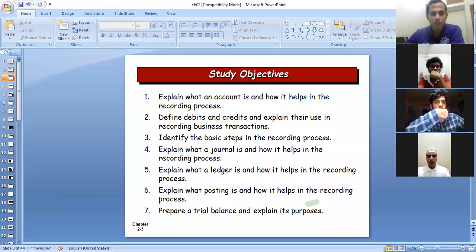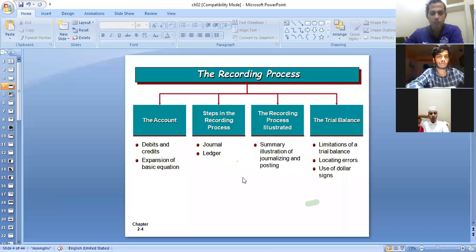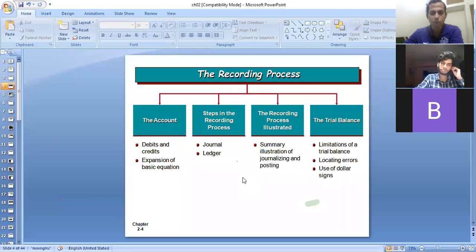These are the study objectives. We will explain what an account is and how it helps in the recording process. We will define debit and credits and identify basic steps in the recording process. So you know that the recording process starts with the account. We will explain the expansion of the basic equation, journal and ledger, and the steps in the recording process illustration. We will talk about the trial balance later on.